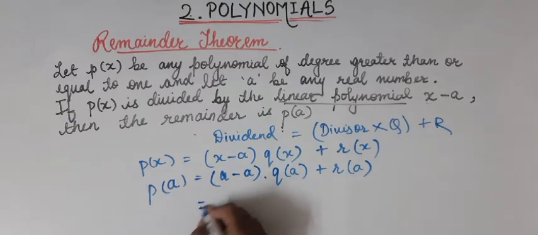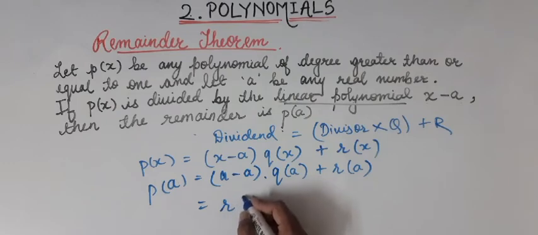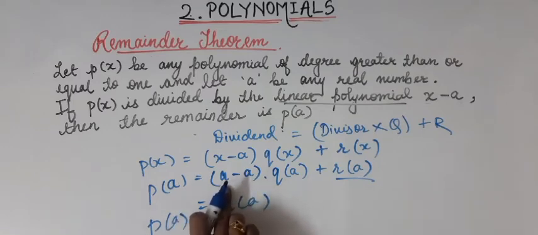Okay. So a minus a is 0. 0 into anything is 0. What remains? R of a, that is your remainder. Getting it? So this is the proof that when we replace x with the 0 of the divisor, we are going to get the remainder.